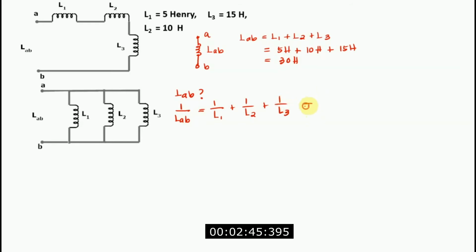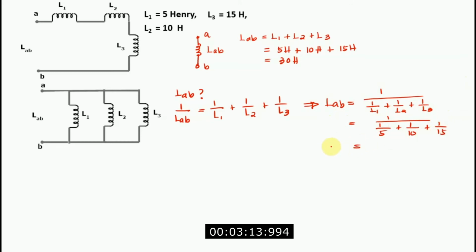So therefore, we can get L sub AB. We know that it will be like this: 1 over L sub 1 plus 1 over L sub 2 plus 1 over L sub 3. So we just substitute the values in our given. So you have 1 over 5 plus 1 over L2, which is 10, plus 1 over 15. And then if you have your calculator, you just press your calculator and it will give you 2.73 Henry. Okay, so that is the value of that.